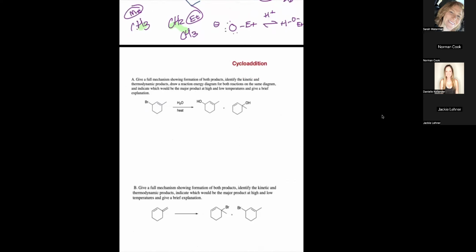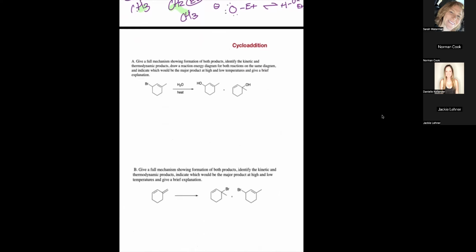Cool. So far so good. So now here we go. Cycloaddition, right? These ones are kind of fun. I kind of like these. Okay. So how are we feeling about this mechanism? Choosing thermodynamic versus kinetic. What do you guys think?